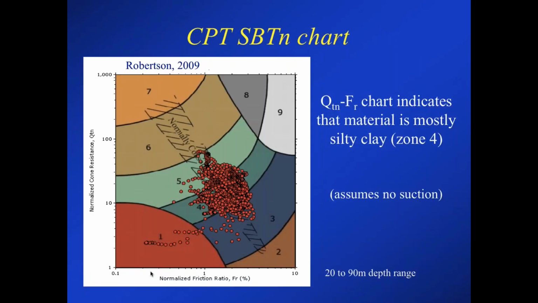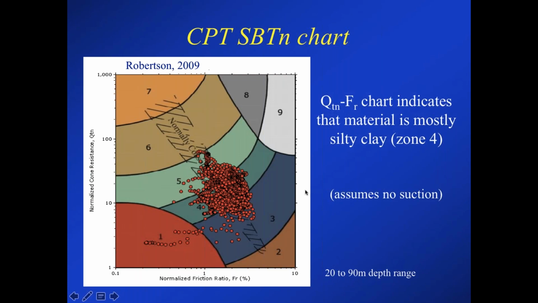So this is what the data looks like if you plot it on the normalized soil behavior type. This is the original 1990 normalized chart that I updated in 2009. The update in 2009 was just updating the normalization procedure. And you can see that I've removed the upper 20 meters, so I'm focusing on from 20 meters down to 90 meters, just to remove these little tail ends near the surface. And most of the data falls into zone 4, which is the silty clay, where IC is a little bit larger than 2.6.